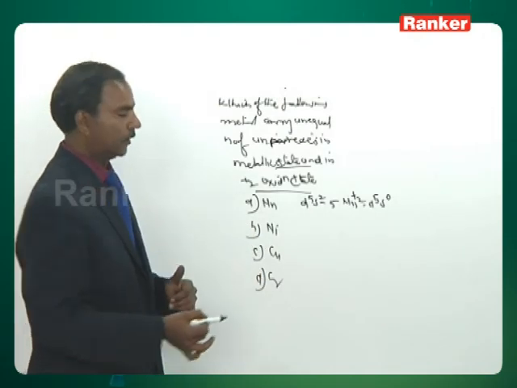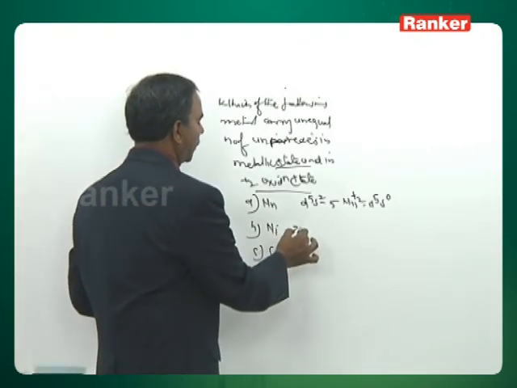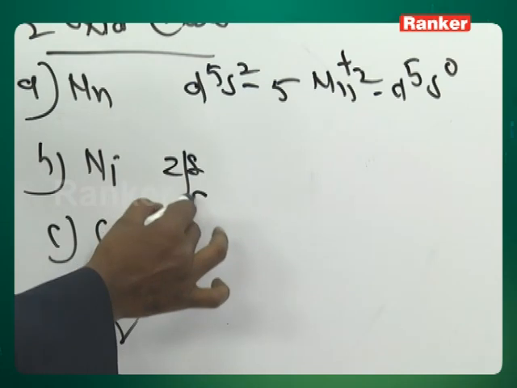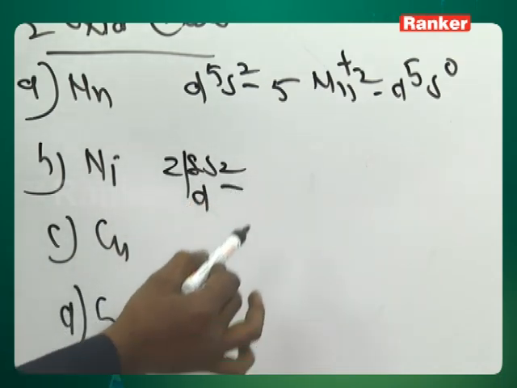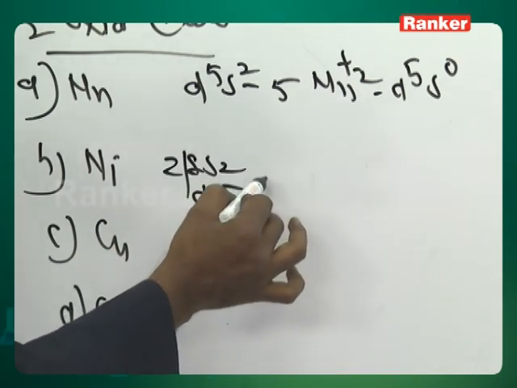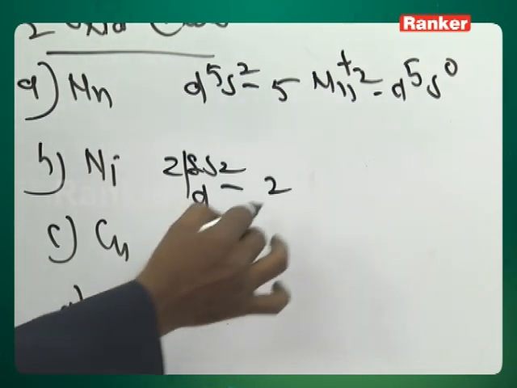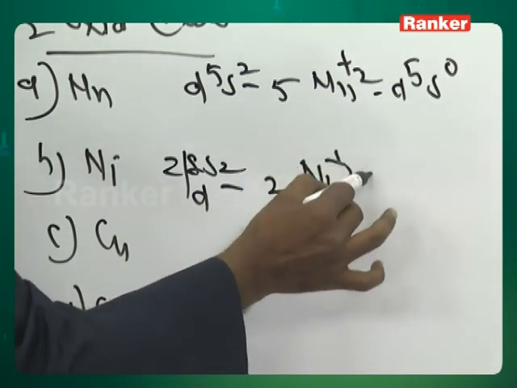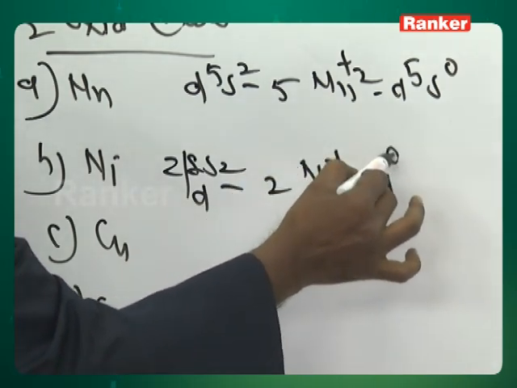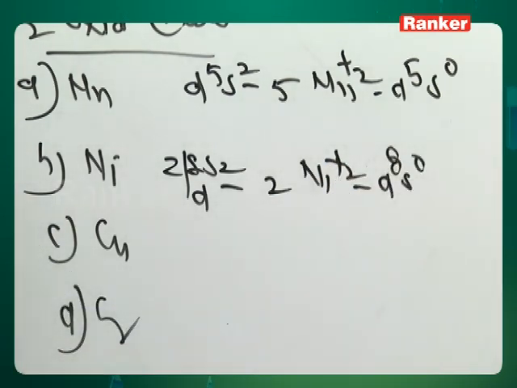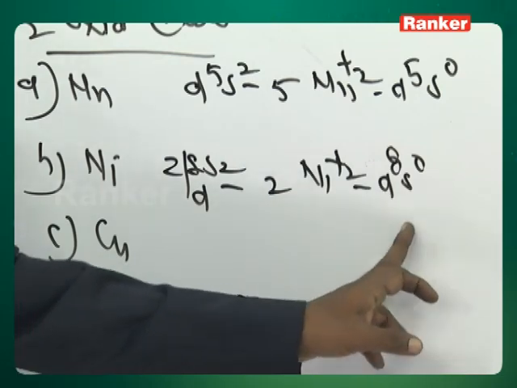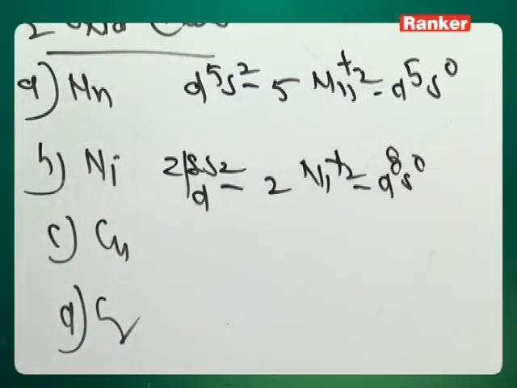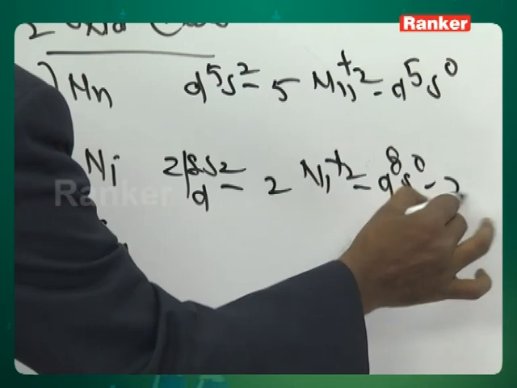Coming to nickel. Nickel, you know, 28 means D8S2. D8S2 means D8, how many unpaired electrons? The unpaired electrons in D8 is 2. And you make nickel again +2. Nickel +2 is still carrying D8S0. The metallic state D8 only, and nickel +2 also D8. Then both have the same number of unpaired electrons, here 2, here also 2.